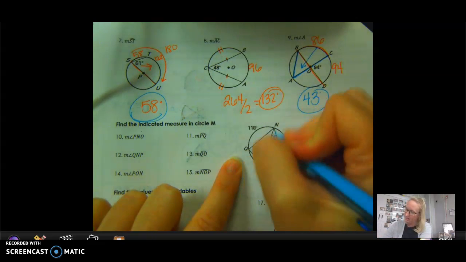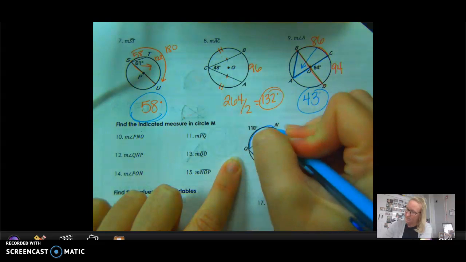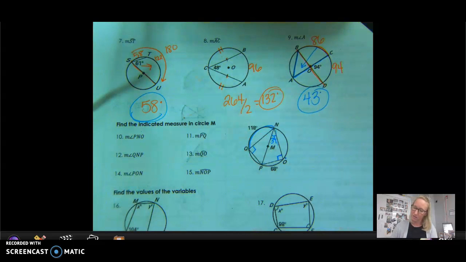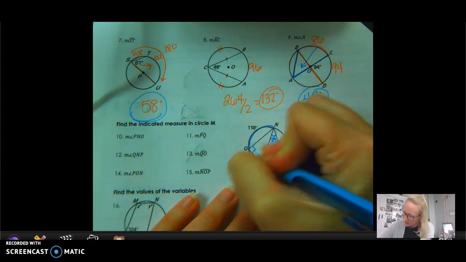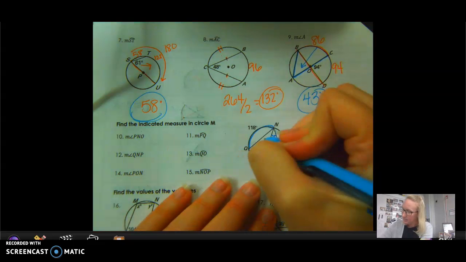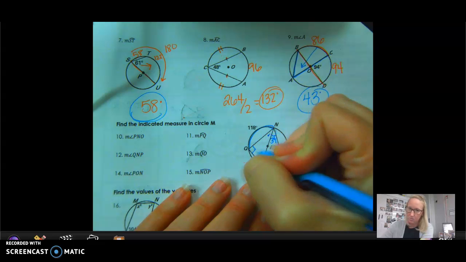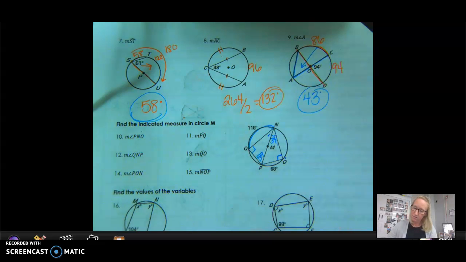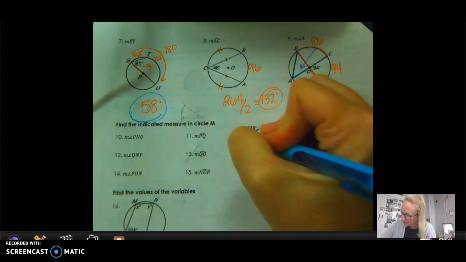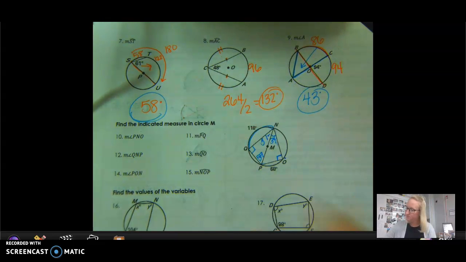Q to P and P to N make this arc of 118, so I'm going to divide it to find Q, to find P, sorry. So 118 divided by 2, so this angle is 59. Then I can also find this angle up here because this plus this plus this will equal 180 because that's a right triangle. So I'm going to do 180 minus 90 minus 59. And I get this angle up here is 31 degrees.